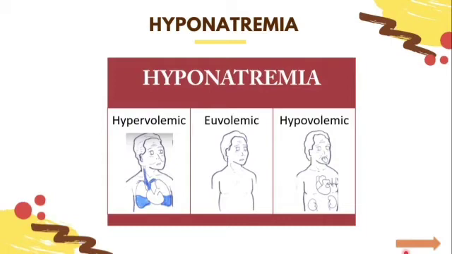And lastly, the hypovolemic state features increased thirst and dry skin, leading to dry mucous membranes and decreased skin turgor. Other features include low urine output, tachycardia, and hypotension. To discuss further the subtypes, click on the picture that represents the subtype of hyponatremia.